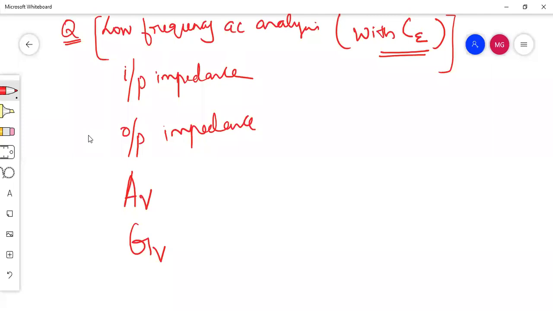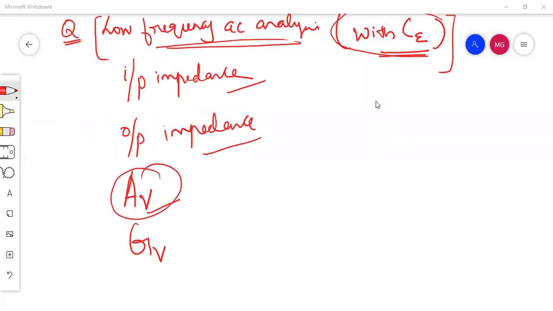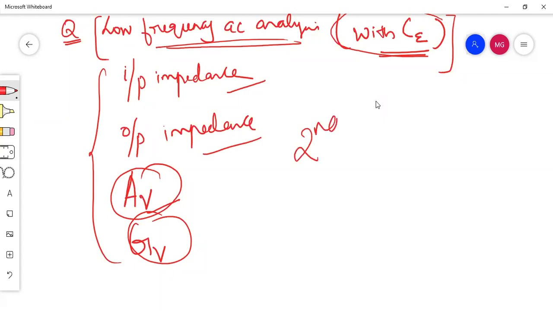With emitter bypass capacitor, do the low frequency AC analysis, find the input impedance, find the output impedance, find the gain, and there are two types of gain. We will discuss what is GB and AV. This question is very important. This is the important question that can be asked from the second module.